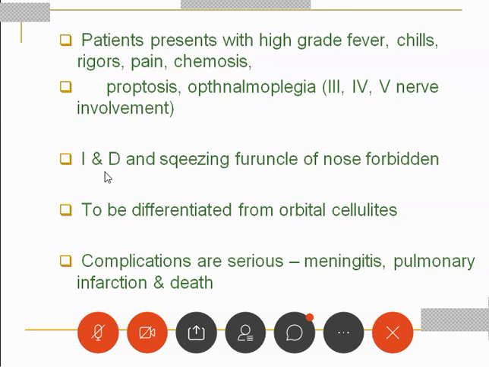Squeezing is the worst thing to do, as it spreads the infection through the subcutaneous tissue into the draining veins. This has to be differentiated from orbital cellulitis, obviously, as I told you. Orbital cellulitis presents in a different manner. Complications are serious, meningitis, right?